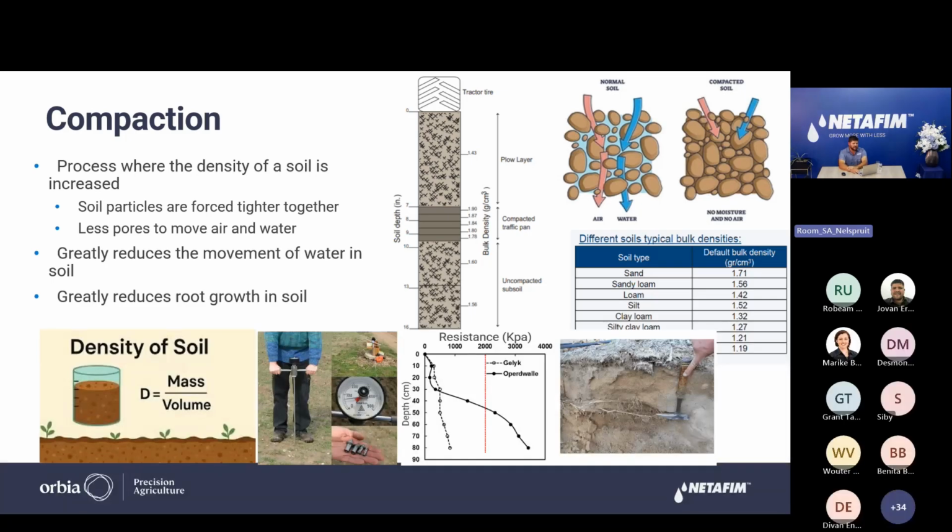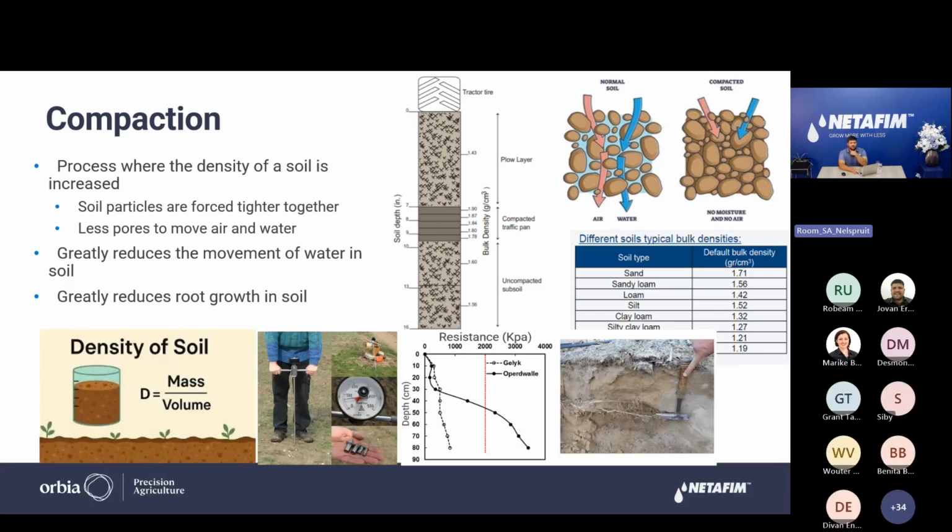So how do we measure compaction? You can see there's a penetrometer and a little graph. From a lot of research, we know that root growth stops above 2000 kPa; the root cannot force itself through compacted soil. So once that compaction reaches that high resistance, root growth and water movement become highly impacted.